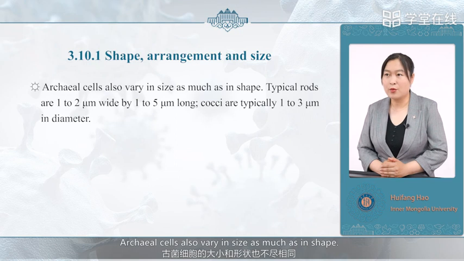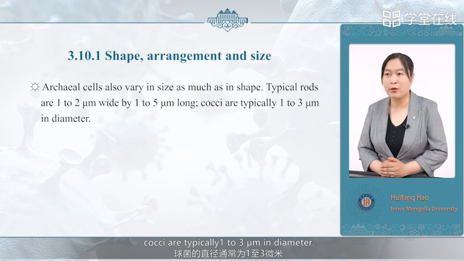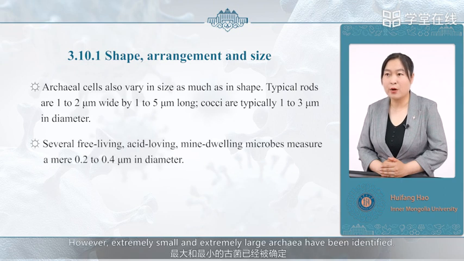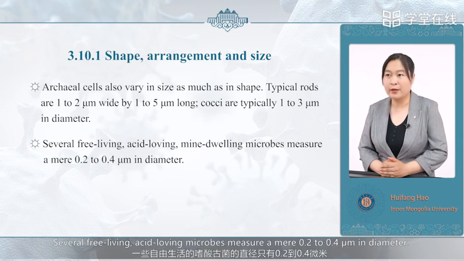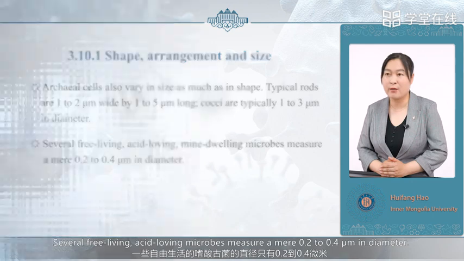Archaea cells also vary in size as much as in shape. Typical rods are 1 to 2 microns wide by 1 to 5 microns long. Cocci are typically 1 to 3 microns in diameter. However, extremely small and extremely large archaea have been identified. Several free-living, acid-loving microbes measure a mere 0.2 to 0.5 microns in diameter.